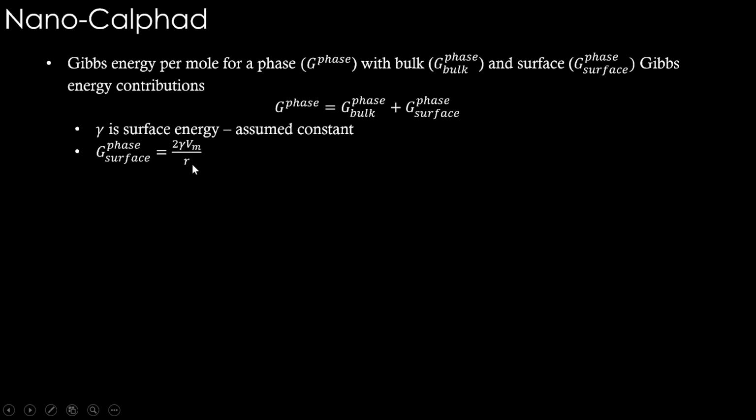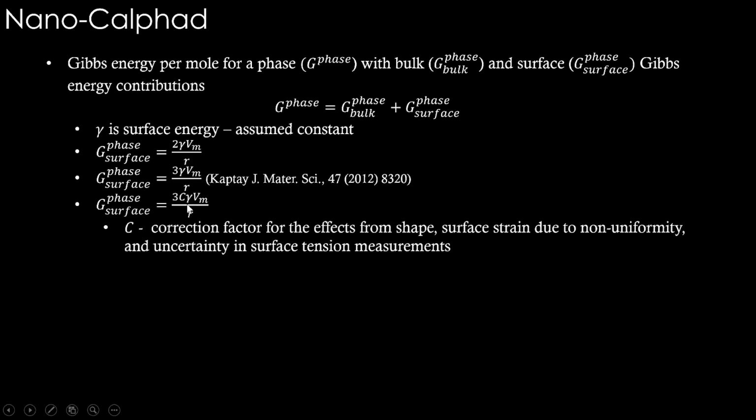This equation is what we got, but there are variations to this. Kapte in 2012 has expressed some problems with this and gave a new equation where 3 gamma Vm by R is used. And if this geometry changes, or there is uncertainty in the measurements of the surface energy, or if there are surface strains, or the shape changes from the spherical, we need to have a correction factor, that is this C, that can also be included, so that this equation is more versatile for different kinds of shapes and sizes of nanomaterials.